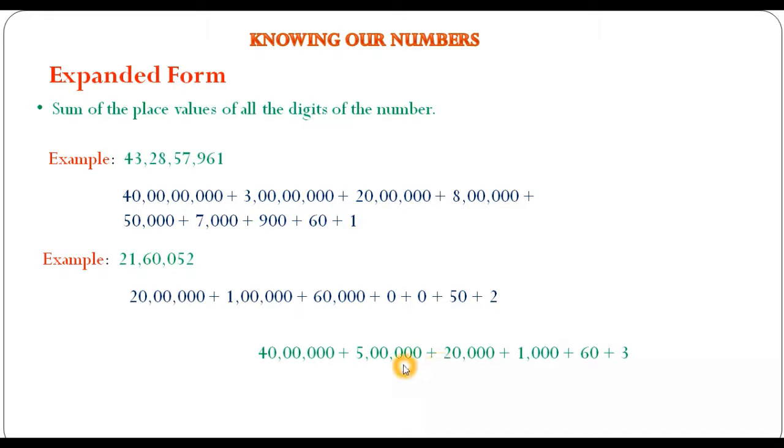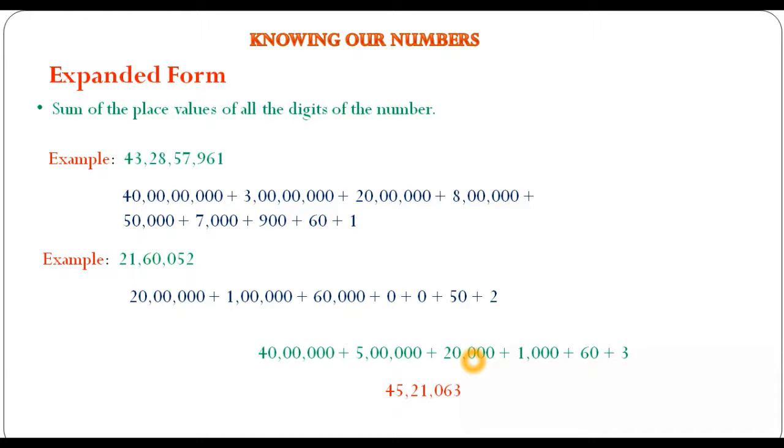Then you have 5. Ones, tens, hundreds, thousands, 10,000s, lakhs. So 5 is at the lakhs place because it's 5 lakh. So you have to write 4 at the 10 lakhs place and 5 at the lakhs place. Then 2, here it's 20,000. So basically it means 20,000. It means 2 is at the 10,000s place. Then you will get 20,000.